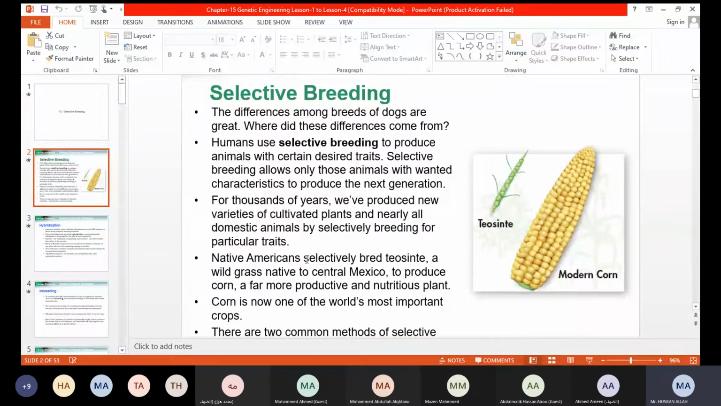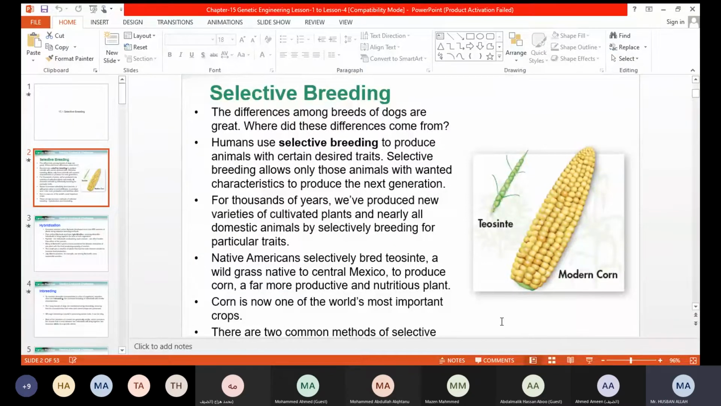Native Americans selectively bred a wild grass, which we call corn, or maize. It was a grass native to central Mexico, raised to produce corn, a far more productive and nutritious plant. This is a plant of modern corn, and it is a very productive plant which provides very much help in nutrition.